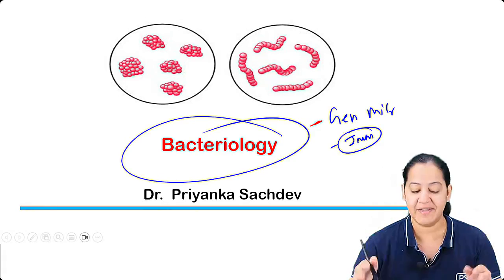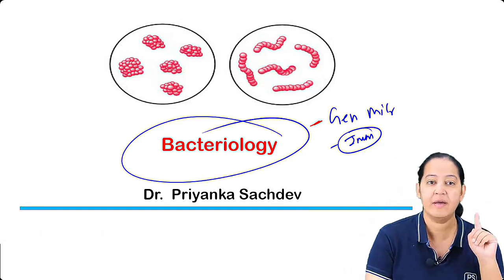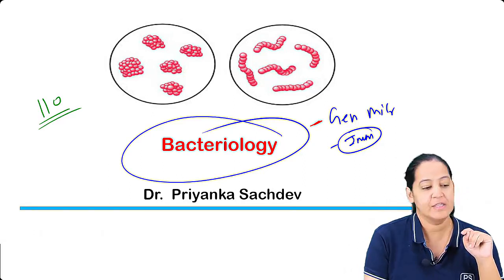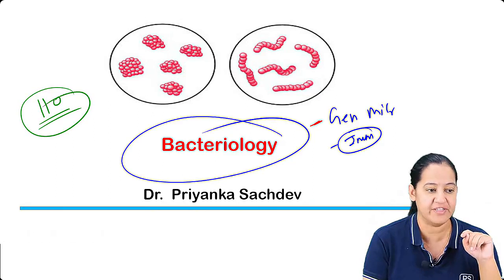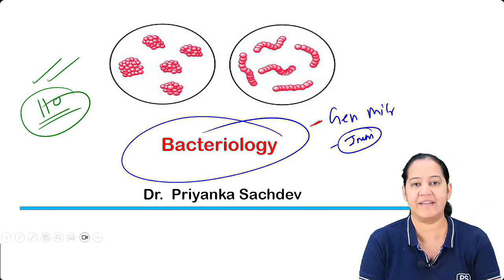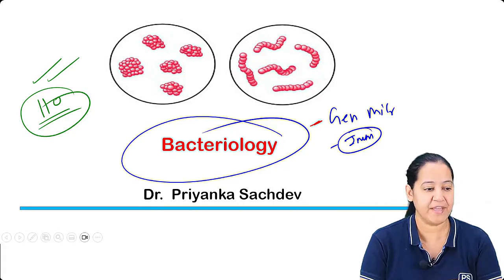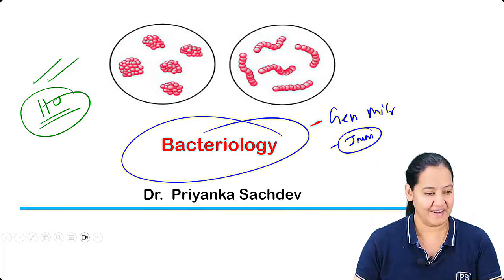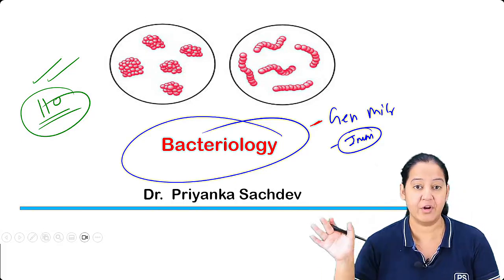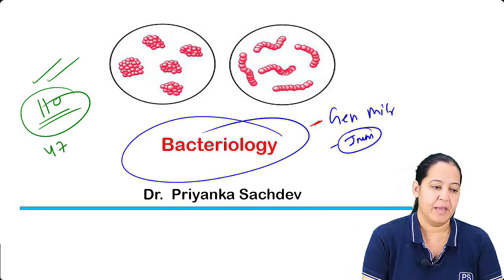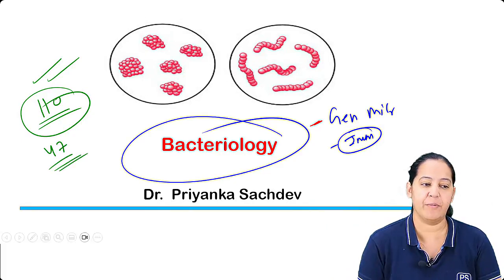So the strategy is that I have provided you the detailed notes, something like 110 pages. What is the page number of bacteriology in the detailed notes? Can someone tell me? I want you to open the detailed notes also, otherwise I have to open it. Yes, it's page number 47. Please, everyone, open page number 47.